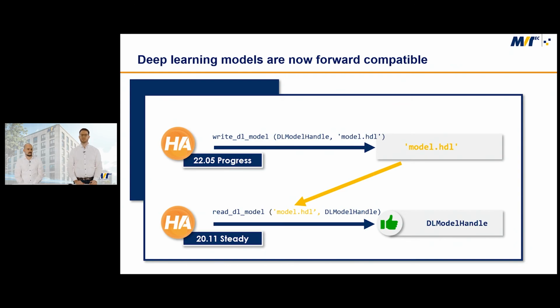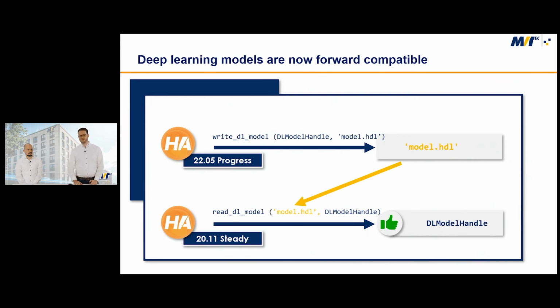So, of course, this is limited if you use new technology that is only present in 2205. This won't work, but if you use a normal model that also was present in 2011 steady, you can read this now with the lower steady version. This is only forward compatible onto the current steady version.